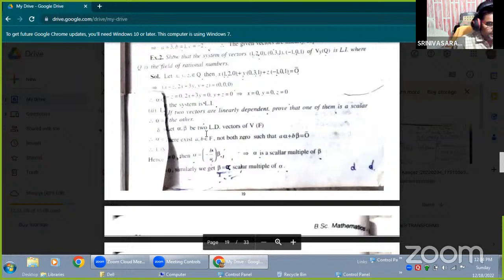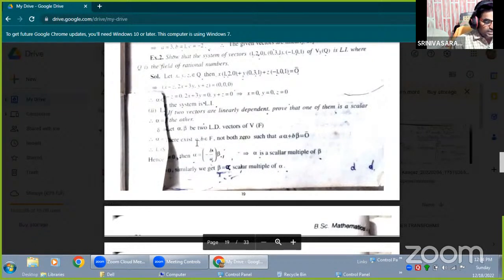Next one, very important, the third sum. If any two vectors are linearly dependent, it means the corresponding scalars are not equal to zero. The corresponding scalars A and B are non-zero. The vectors are alpha and beta. That is the linearly dependent part.